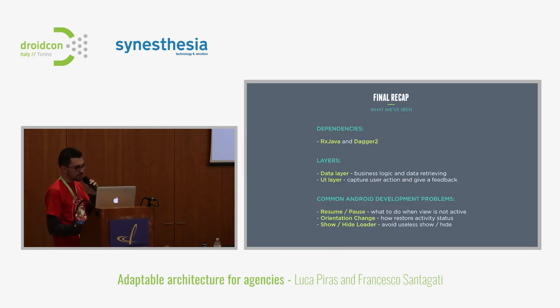So as a final recap, we discussed the libraries that we must learn to build and better understand our architecture, the layers of our architecture, that are the data layer and the UI layer, and how we handle common Android development problems such as resume and pause, orientation change, and loader handling. Then I give the floor to Luca.